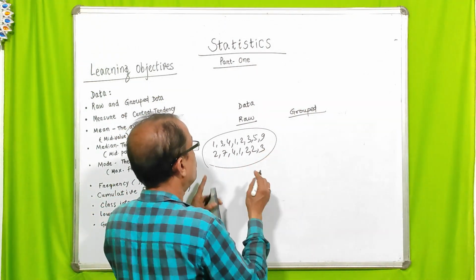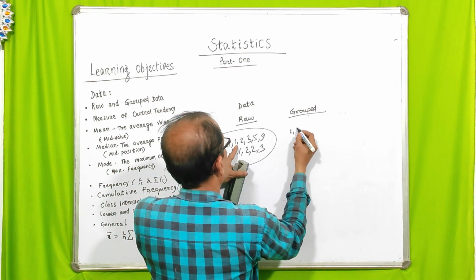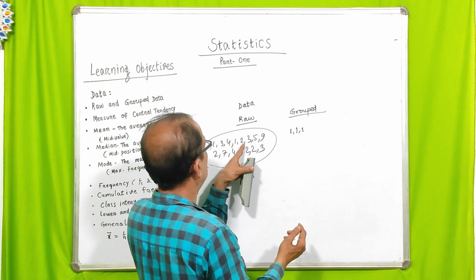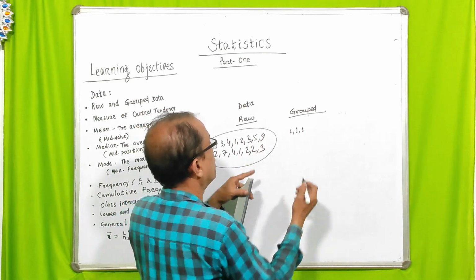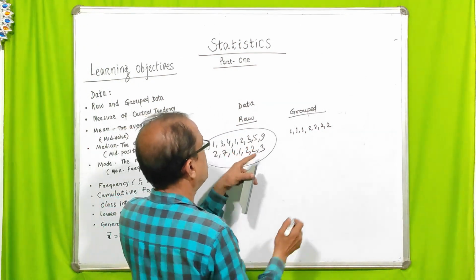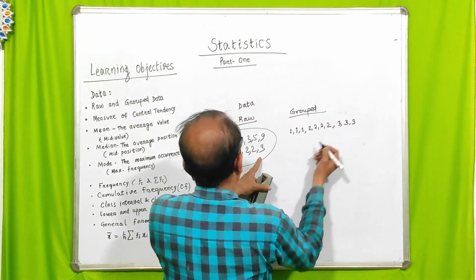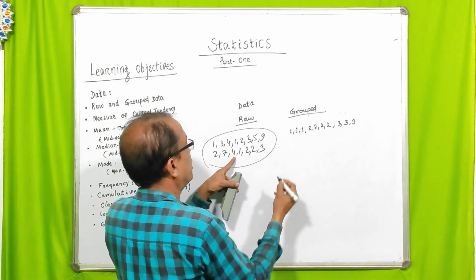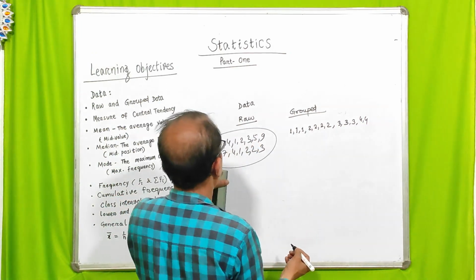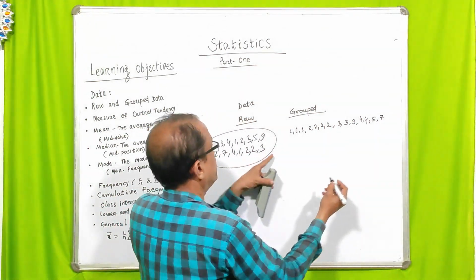But when we group it, we write like this. First we arrange them in ascending order: 1, then 1, there is another 1, then we collect the 2's. There are 4 2's, so 2 2 2 2. Then there are 3's, so 3 3 and again 3. Then there is 4 4, there are 2 4's, and then there is a 5 here, and then there is a 7, and then there is a 9.